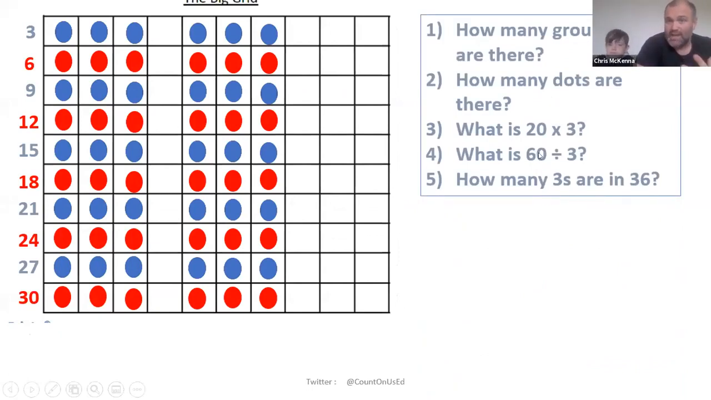What is 60 divided by 3? 20. 20, good, because that's how many groups there are. How many 3s are there in 36? So that's a bit like Julia asked earlier on. So how many 3s are there in 36?